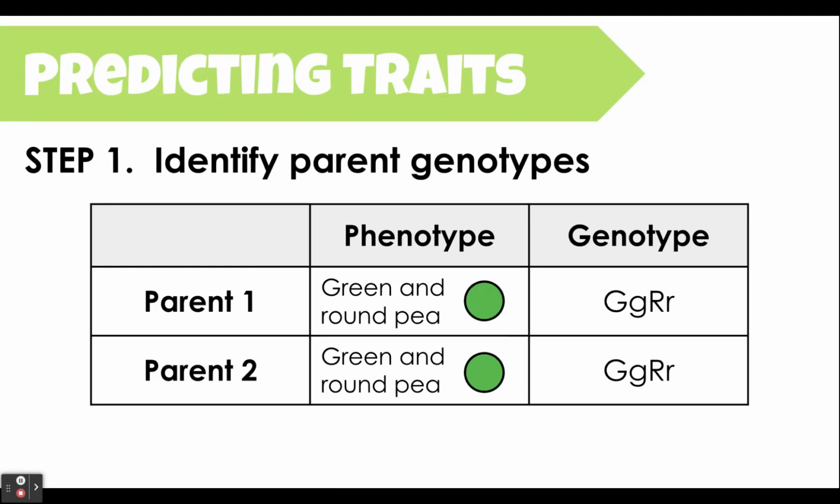So the first step when we are trying to predict the offspring in a dihybrid cross, where we're looking at 2 separate traits at the same time, Step 1 is make sure that you know both the phenotype and genotype of the 2 parents that are being mated together. So in this case, if we're thinking about Mendel's pea plants here, both parents have a phenotype of green and round peas. Their genotype is both heterozygous, so big G, little g, big R, little r. The first trait here, G, is for the color of the pea, and the second trait here, the R, is representing the shape of the pea plant.